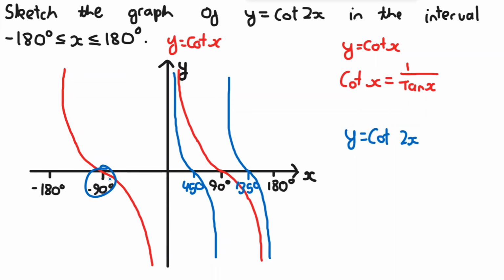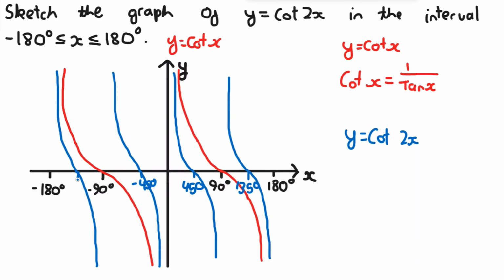Like this, and then this minus 90 is now going to be at minus 45 degrees, where this is going to come down like this here, and then this here is now going to come up here to minus 90 degrees, and then there's going to be one here as well that's going to come down like this here, and then this is going to come up like this, where this is going to be at minus 135 degrees. So this is the graph of y is equal to cot of 2x.